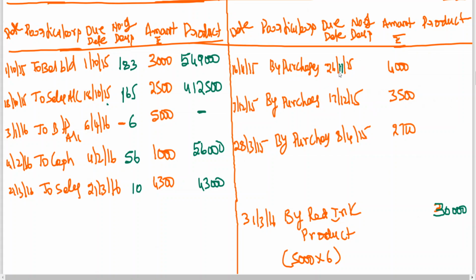Okay, now come back to this. 26th November due date. 26th November means how many days are there in November? 30, so 4 days in November, 31 December, 31 January, February 29, March 31. It is coming to 126 days. 126 days into 4,000 is coming to 5 lakhs 4,000.